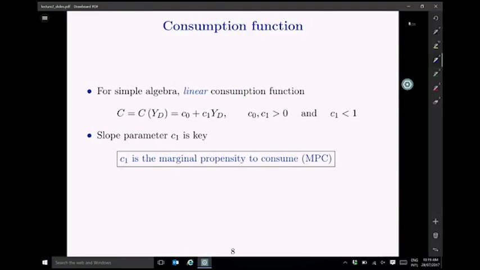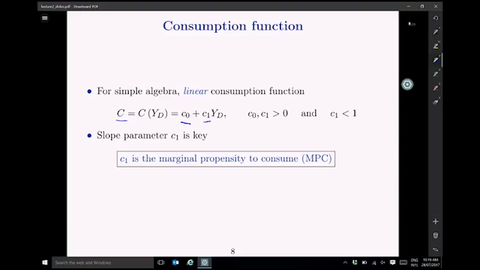I'll give you a very simple example of a linear consumption function. It says that consumption is a function of disposable income. In particular, it depends on disposable income in the following way. Consumption equals a parameter here, C0, which we give a name. It's called autonomous consumption. And the second part is C1 times disposable income. We call C1 the marginal propensity to consume. That is, if you have $1 extra, how much more consumption you will have. That's the meaning of C1.